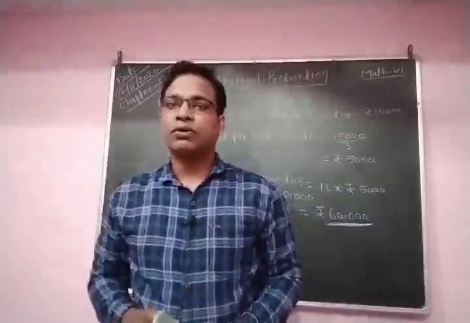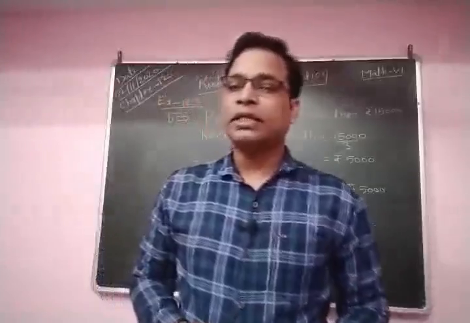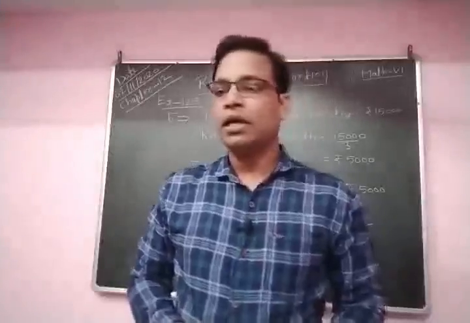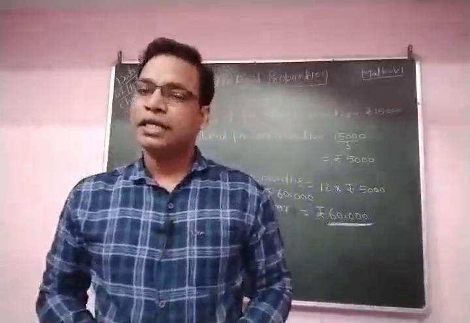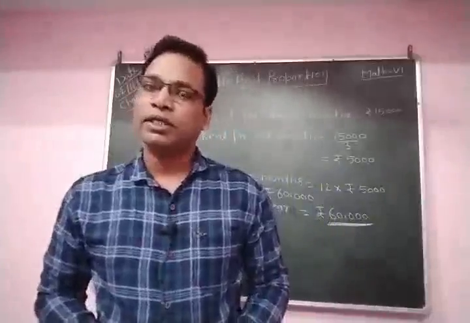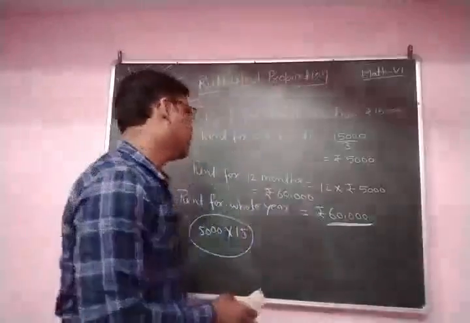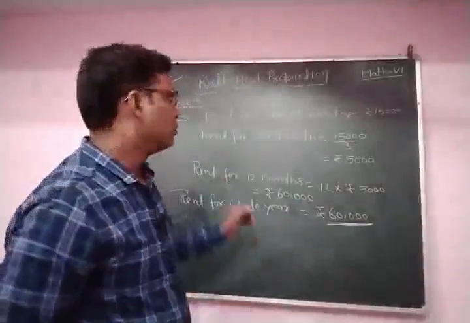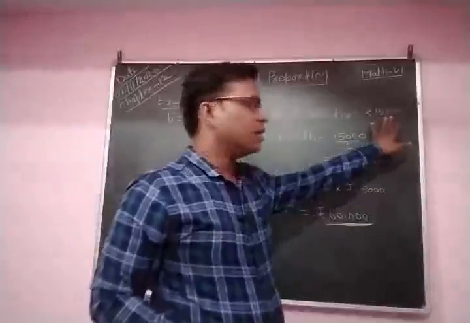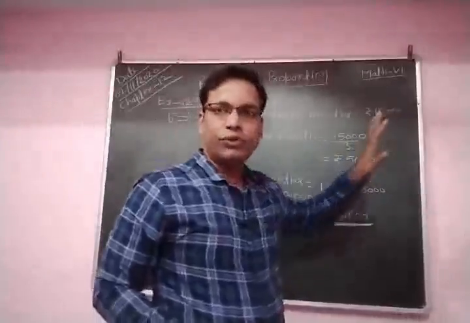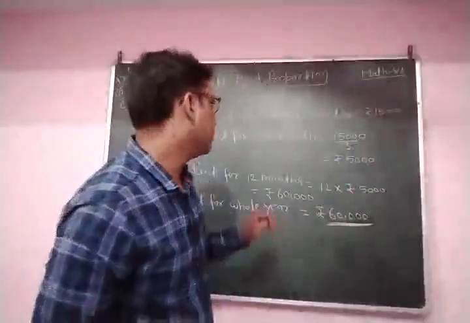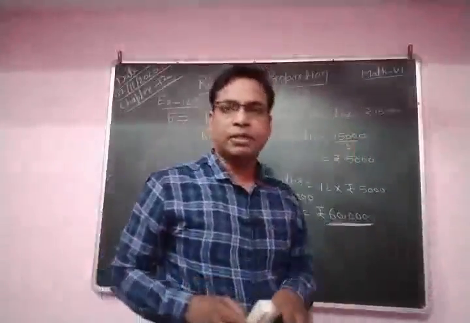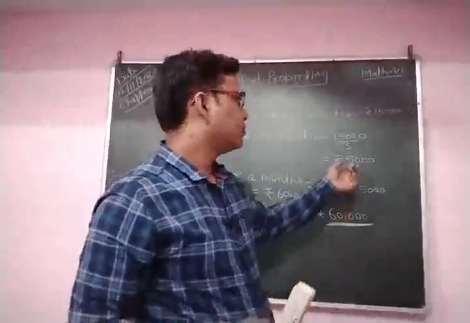In this question, I repeat the question: Sania paid 50,000 rupees as rent for 3 months. How much does she have to pay for whole years? In this question, the rent for 3 months is given, which is 15,000. So we need to find rent for 1 month. Rent for 1 month is equal to 15,000 by 3. If you divide 15,000 by 3, then you will obtain 5,000.